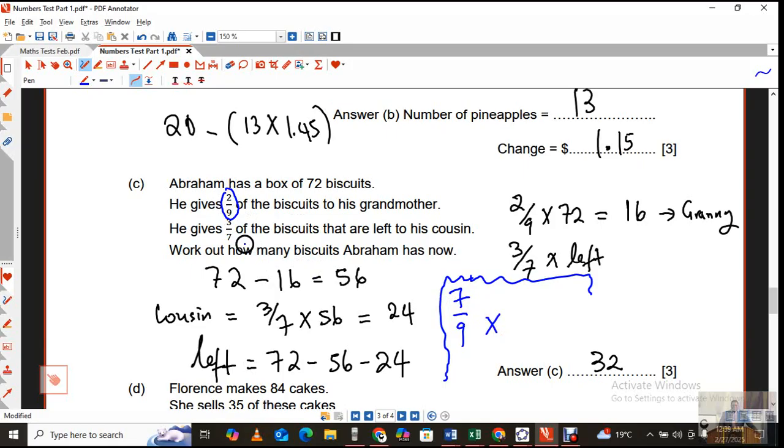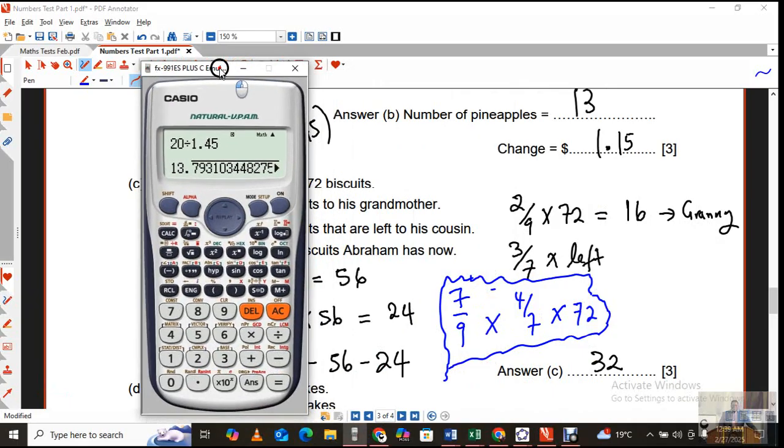Then he also gives away 3 over 7. So what will be left to make that 7 out of 7 will be 4 over 7. And if you were to multiply this fraction directly with 72, it's going to give you the stuff that is left, and you'll get the same answer. So let me just show you that.